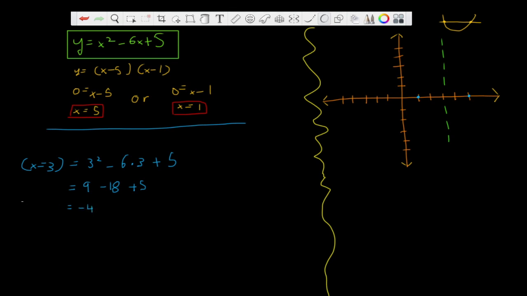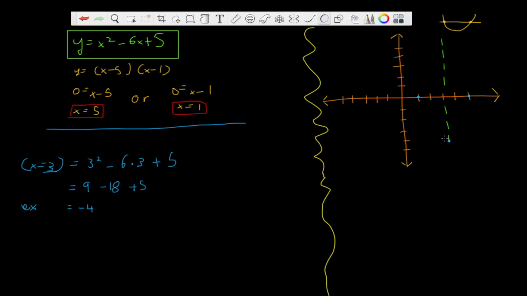So now we know that our vertex y value is equal to negative 4. Since our line of symmetry lies at 3, we substitute the x with a 3. So let's go there and plot our vertex. So 1, 2, 3, 4. So this is where our vertex will be.